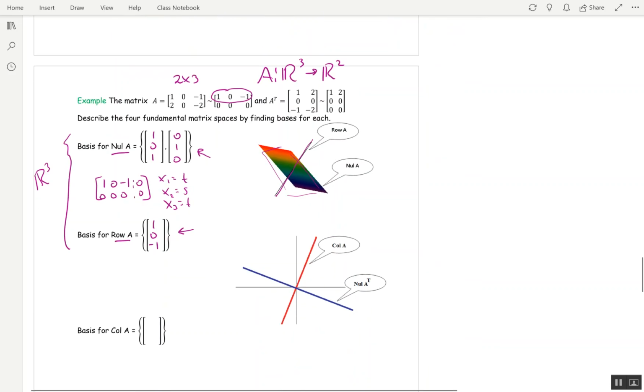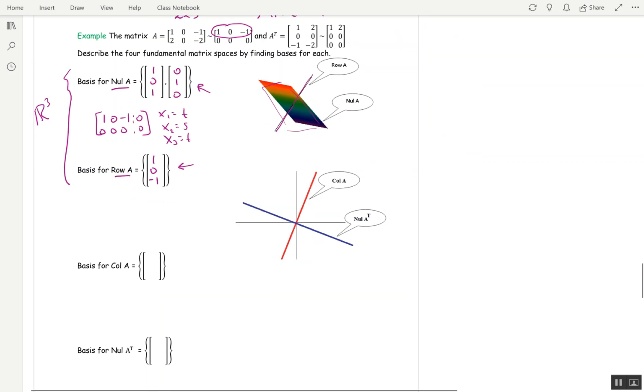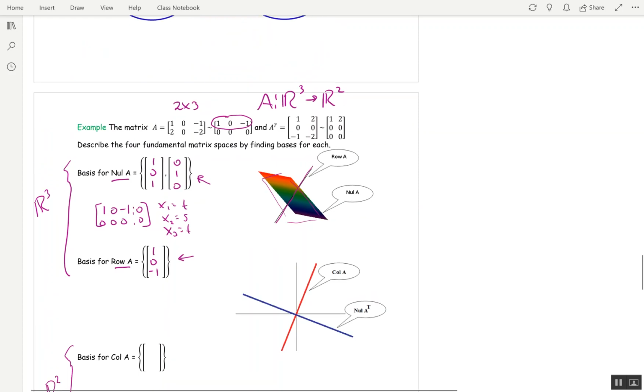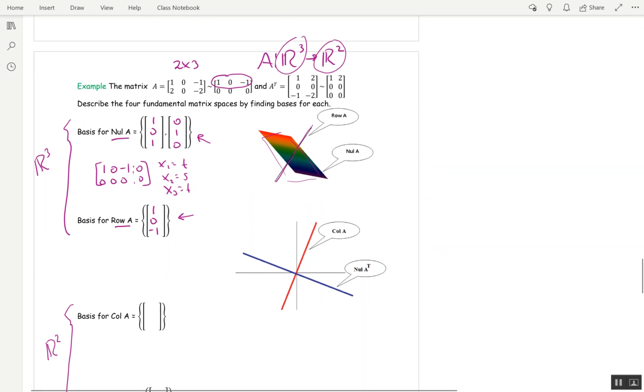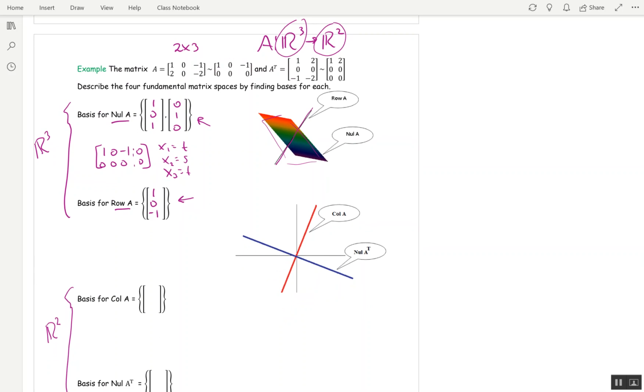Okay, col A and null A transpose, these guys live over in R2. All right, so A maps R3 to R2, null A and row A live in the domain, and then col A and null A transpose live in the codomain, which is R2. So a basis for col A, we look at the pivot columns of B, there's only one pivot column of B, and we use the corresponding column from A, 1, 2.